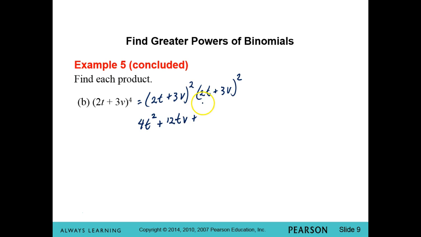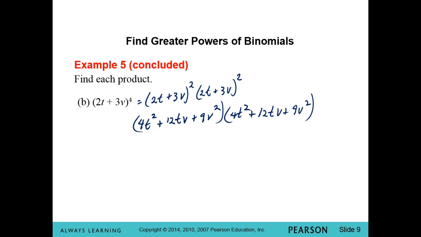Plus 9v squared. Okay. Now guess what? The next one's the same thing, so just write it down again. 4t squared, 12tv plus 9v squared. Okay? You're squaring it. Yeah, not doubling it. Doubling is multiplied by 2. Okay. I understand what you meant. I disagree with your terminology.